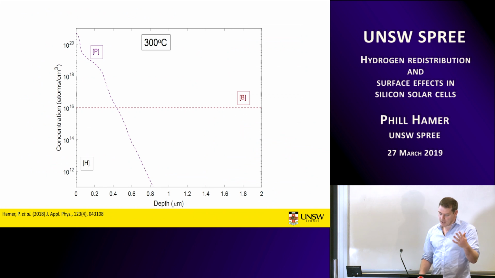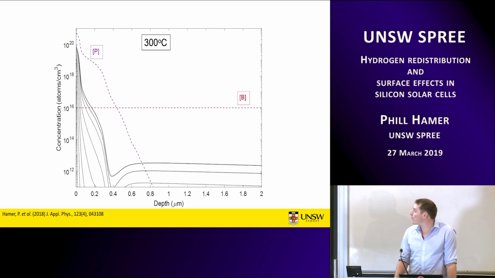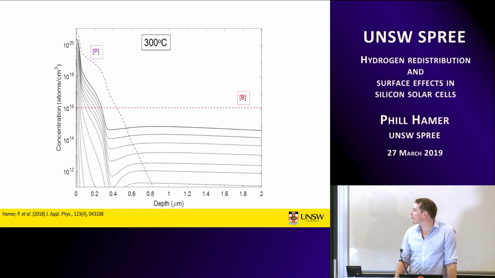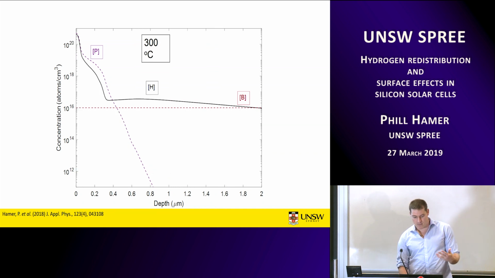So these are simulations from a couple of years back where we simulate the introduction of hydrogen to an NP structure, so a phosphorus diffusion on a boron bulk, and we simulate hydrogen moving in. And rather than a simple diffusion profile, we obviously get a slightly more complex structure. You can see that the majority of the hydrogen that's gone in is trapped in that surface layer near the surface. And if we look at what form it's in, it's largely bound to the phosphorus dopants, which is unsurprising given the concentration of those traps that is present.